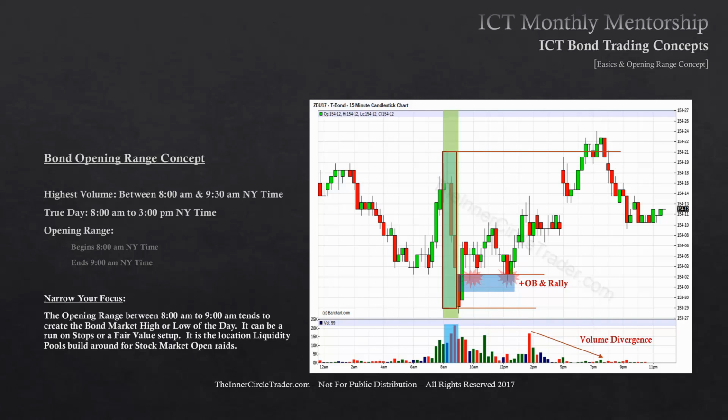Now, when we go into FOMC or interest rate based reports or approaching those types of things, the bond market can get a little wonky. It can get a little silly. It can do things that don't make any sense. And the easiest way to avoid that is simply stay out of that particular asset class ahead of those news events.